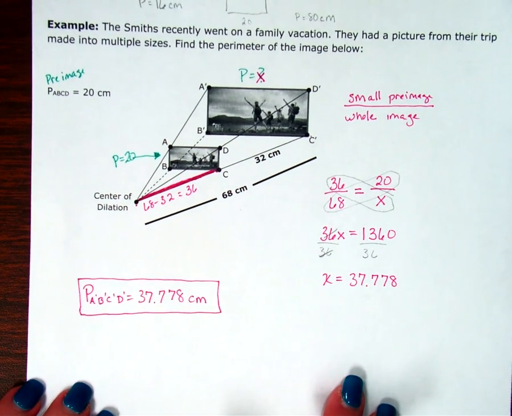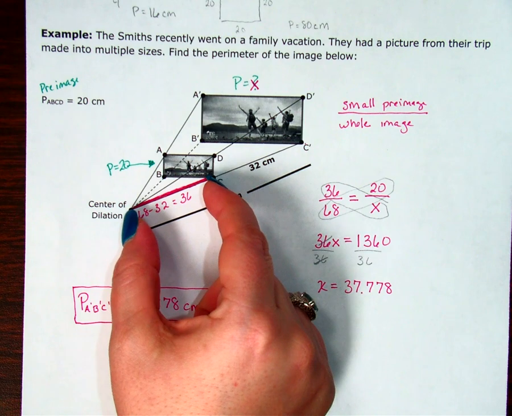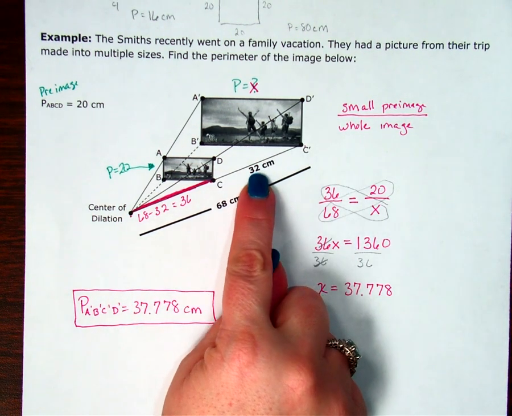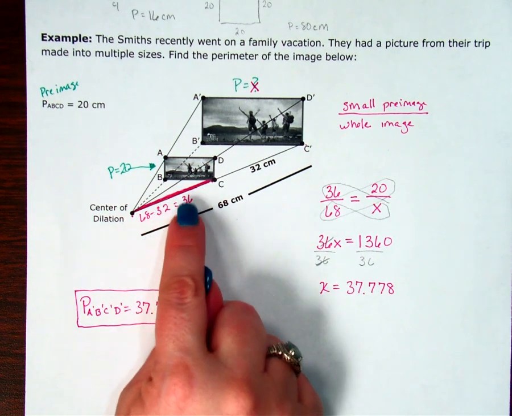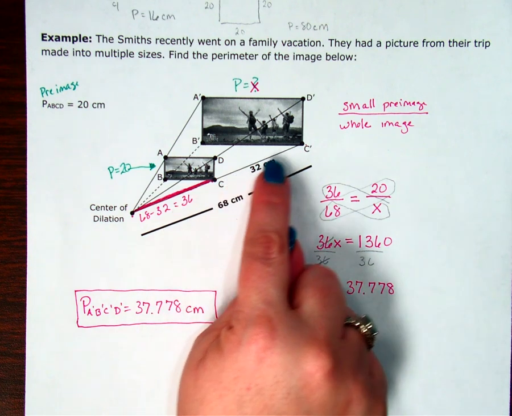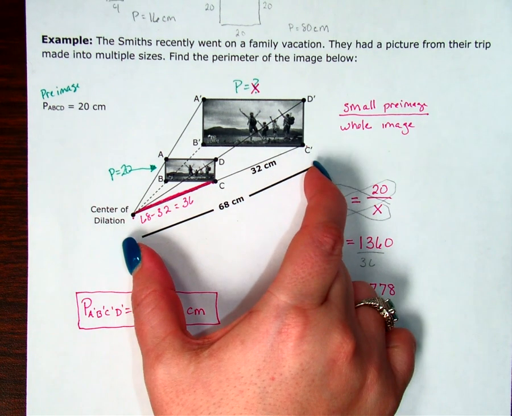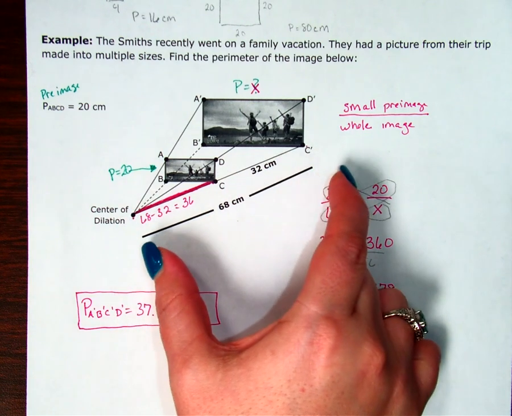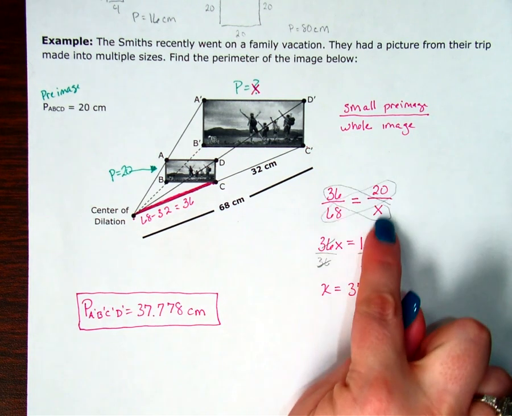37.778. Again, the key to this one is we need to make sure we're comparing the short distance to the whole distance. I didn't need this 32 at all, except to help me find out what this short distance was. If they had just given me the short distance, then this piece here would not be important to me. I just need the short distance and the whole distance. We compare the pre-image from the center of dilation to the image with the center of dilation. So make sure you're setting those up and using your proportions well.